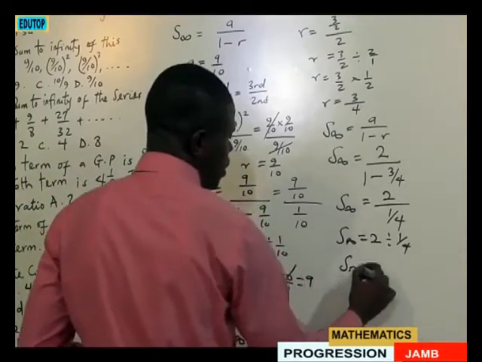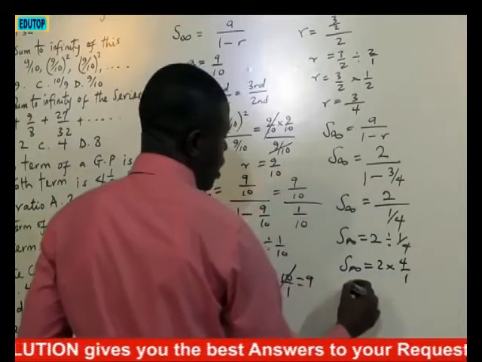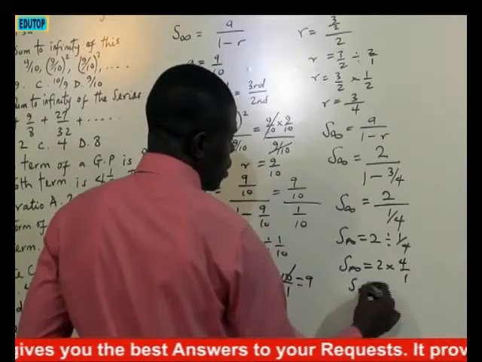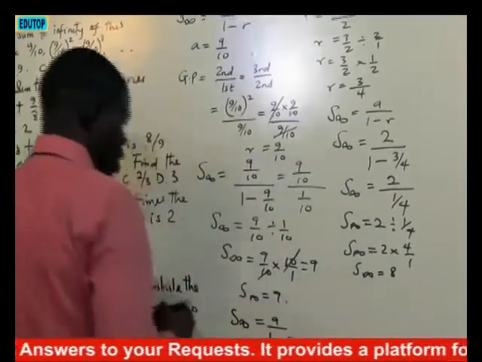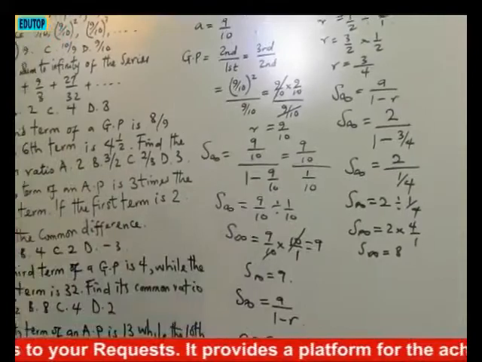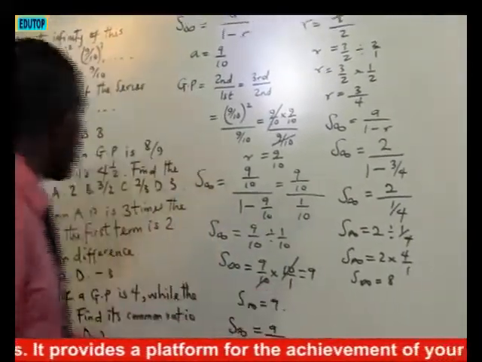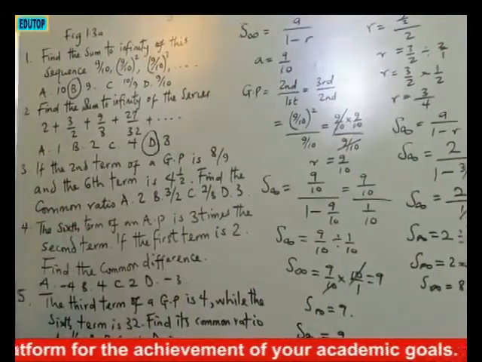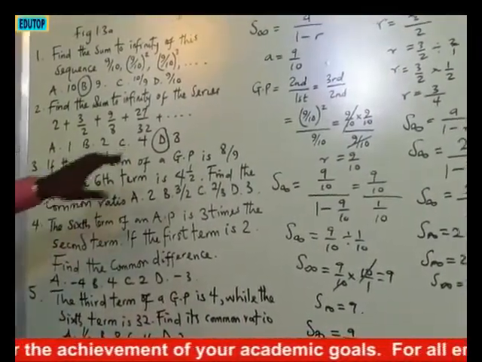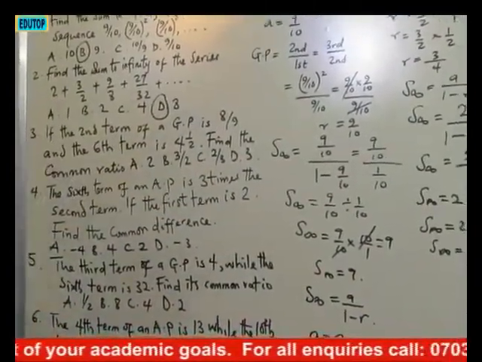And sum to infinity will now be equals to 2 times 4 over 1. So that will become sum to infinity will now be 2 times 4, 8, divided by 1, 8. So sum to infinity here will definitely be 8. Then we'll go to our options and see the one that correlates to that, and that is option D. So the next question, you can see that the first two questions tested sum to infinity. Let's see the third question.